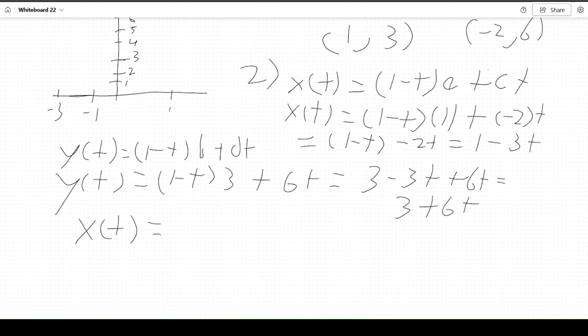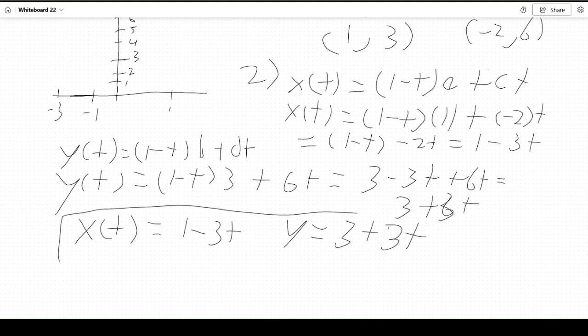And our final step is just to find our final answer. So the y will be equal to 3 plus 3t, and that's what you need to know.